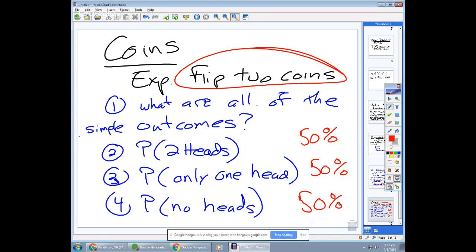100%? Yeah, but hang on one sec. These add up to 150. So something's wrong there. Because no heads is a different thing than only 1 head, right? Do they have anything in common? No. Having no heads is very different than having 1 head. Only 1 head. Having 2 heads means I have more than 1, so it's not only 1. Okay. So these are what are called mutually exclusive events.